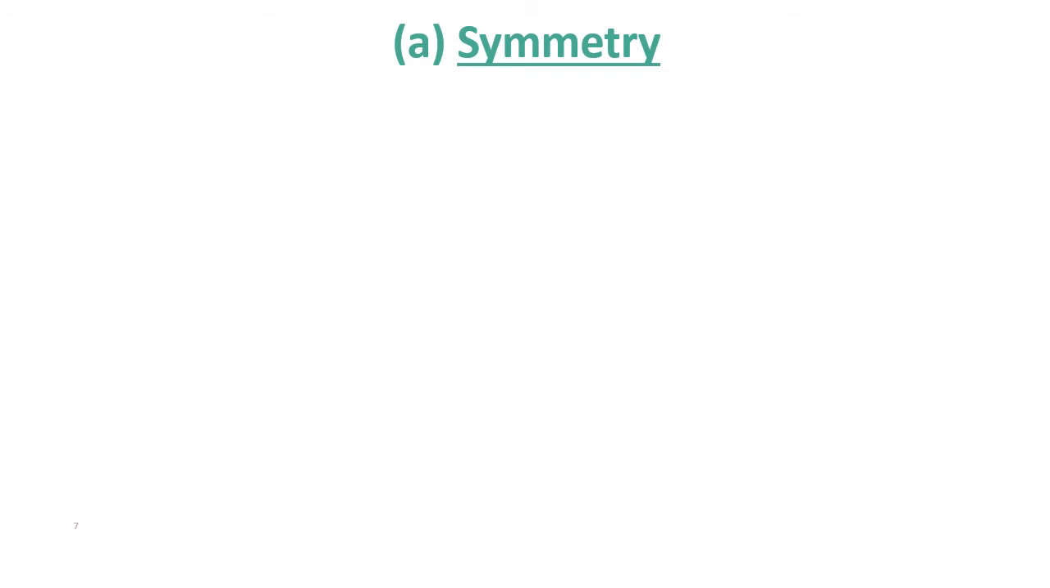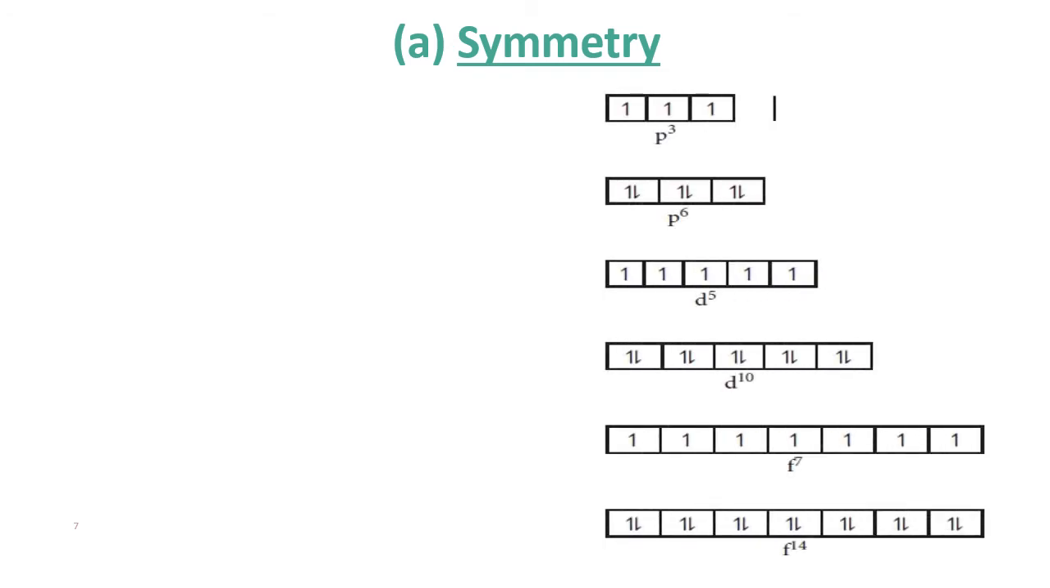Symmetry. Please see, this is p3. It is not p2, 2px1, 2py1 or 2py2, 2pz1. No. As per Hund's rule, if there are 3 electrons, they will occupy each separately; this is called half filled. Now, if 6 electrons are there, fully filled. If it is d5, one each, half filled; d10, fully filled. f7, half filled; f14, fully filled. So these are more stable.